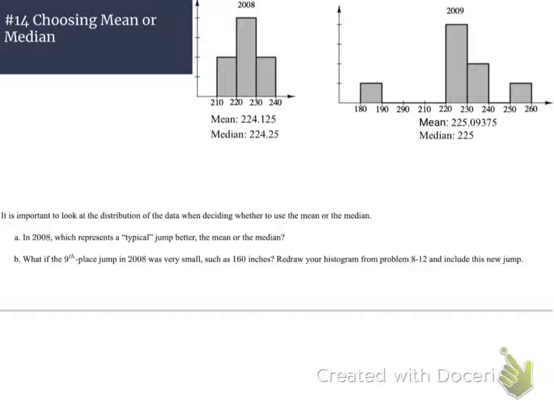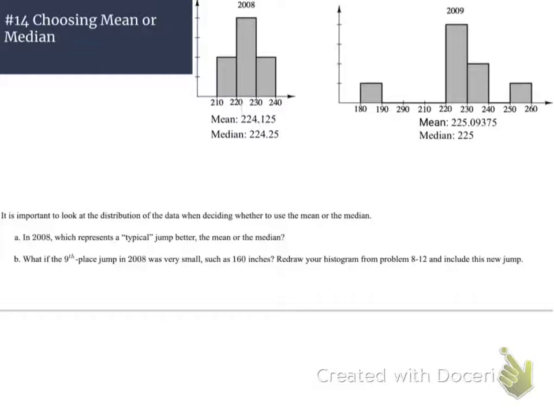It says it's important to look at the distribution of the data when deciding whether to use the mean or the median. Distribution is referring to, is your data symmetrical, or does it have outliers? Is it skewed, or is it balanced? In the year 2008, which represents a typical jump better, the mean or the median? So we're looking at this year, and we're looking at this information. Which mean or median would best represent a typical jump?